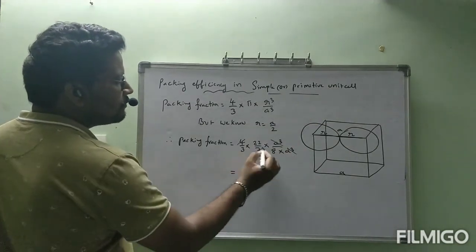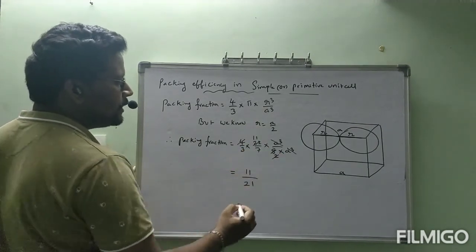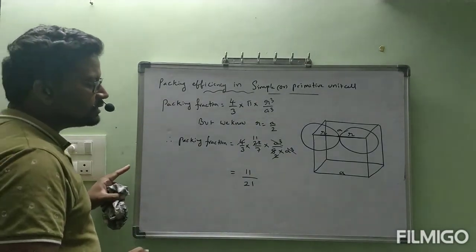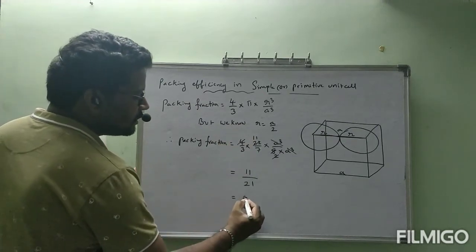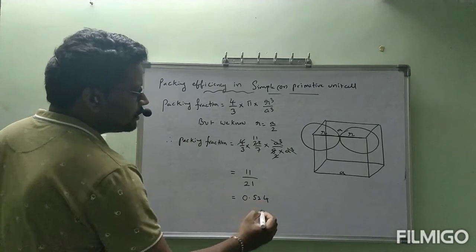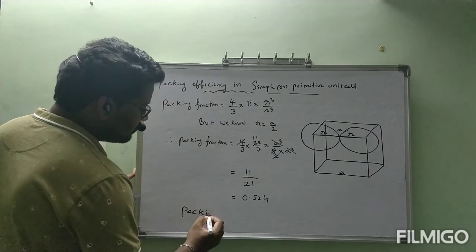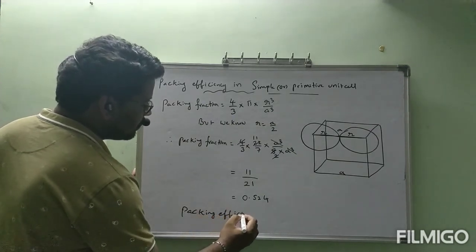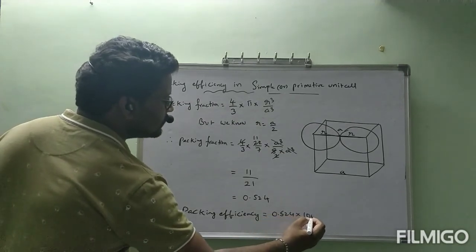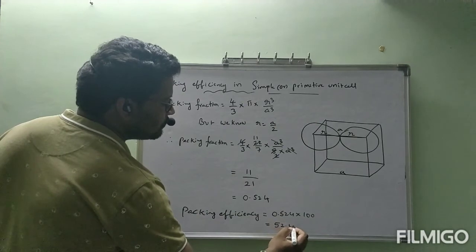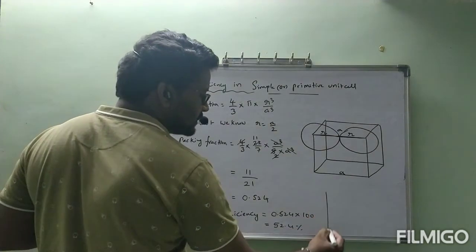We are remained with 4 2's, 2 11's, 11 by 21. 3 7s are 21, so 11 by 21. This is approximately 0.524. This is packing fraction. Packing efficiency is equal to 0.524 into 100, which is equal to 52.4%.